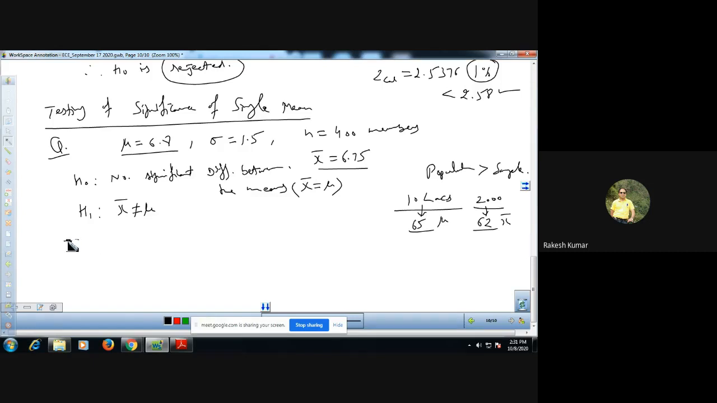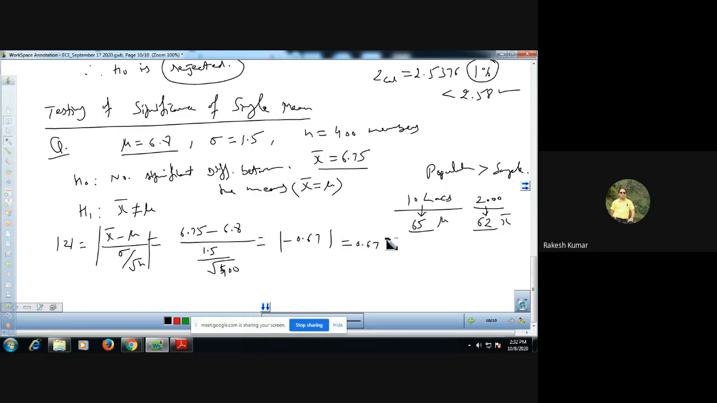So you can calculate the test statistic. This is the formula of testing of a single mean, and we shall substitute the values: 6.75, 6.8, 1.5 divided by square root of 400. So this will be negative 0.67. You will always take Z modulus as I have talked earlier, so its absolute value will be 0.67. So this is your Z calculated.